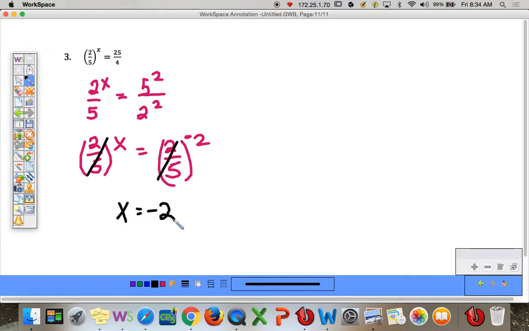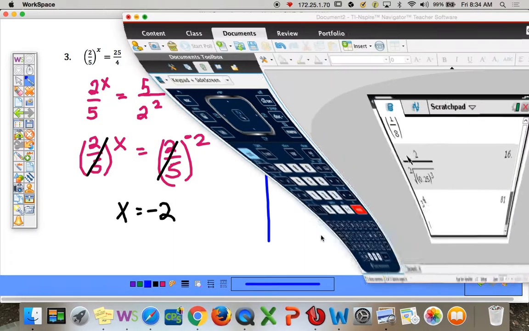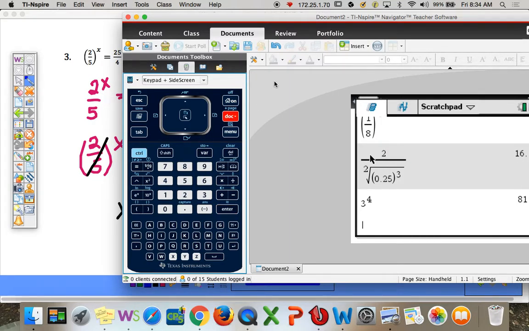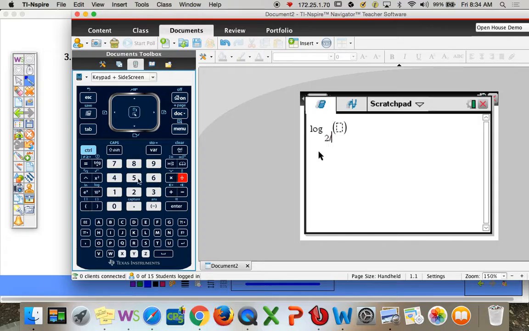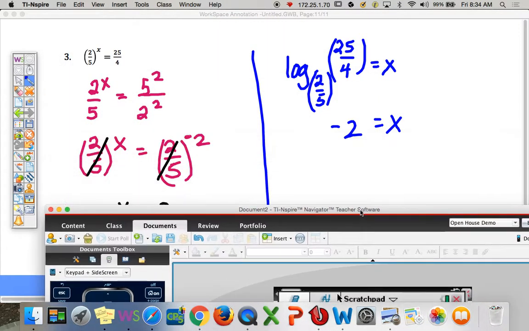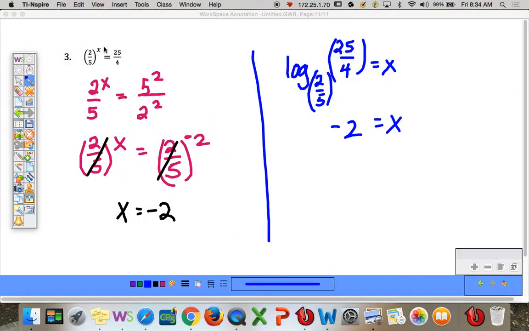X is -2. But let's say I didn't want to bother finding a common base. You can use logs. So this is log. The base is 2/5 because it has the exponent, of 25 over 4 equals x. And then you can just type this in your calculator and we should get -2. But let's try it. So let me clear Scratchpad. And I will do log base 2/5 of 25 over 4. And we'll get -2.